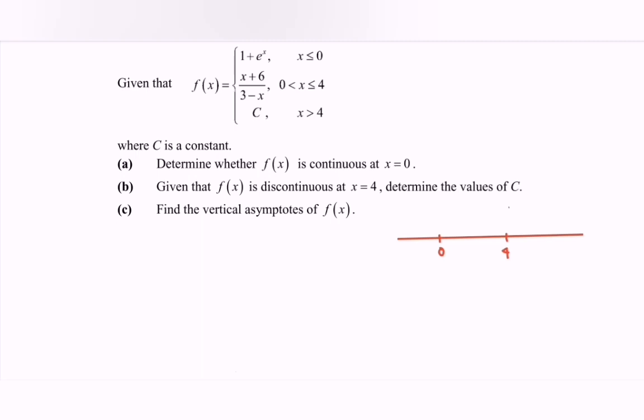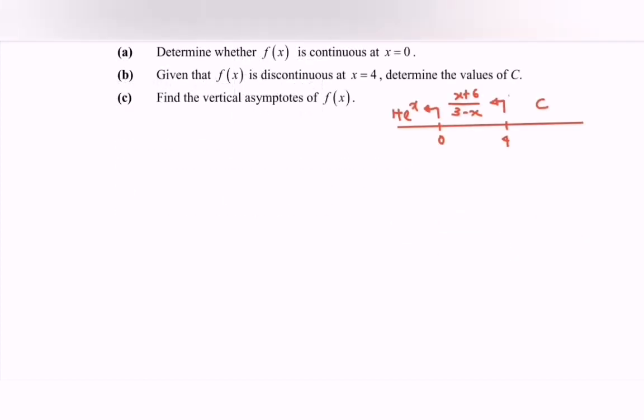For x less than or equal to 0, we have the function 1 plus e to the power x. Next, for x from 0 to 4, where 0 is not included, we have the function (x + 6) over (3 − x). Then, for x greater than 4, we have the function c. If x is equal to 4, then we have the function (x + 6) over (3 − x). So here we have the situation.